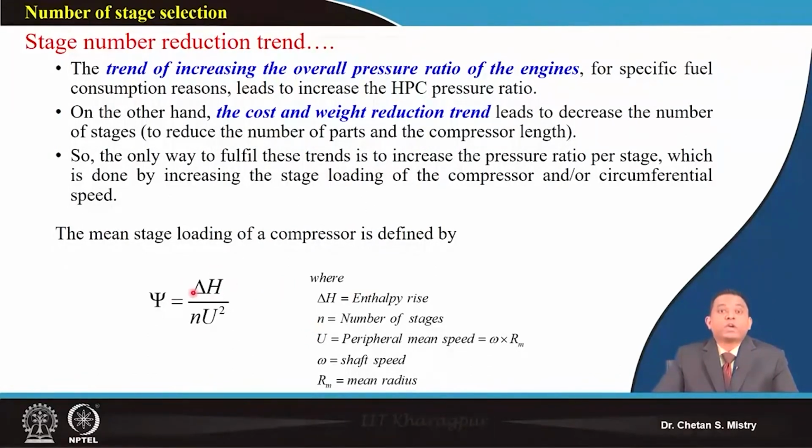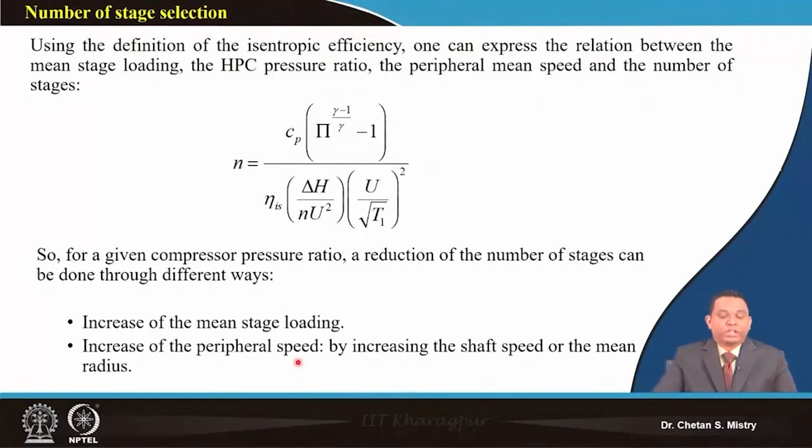So this is my overall enthalpy rise, be careful. This is representing my peripheral speed and mean radius. Based on that we are calculating this mean stage loading coefficient. Now let's see how we will be using this.